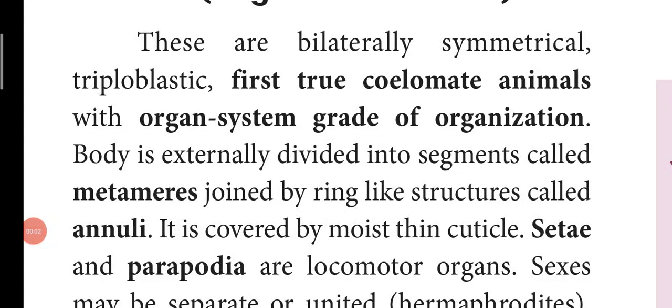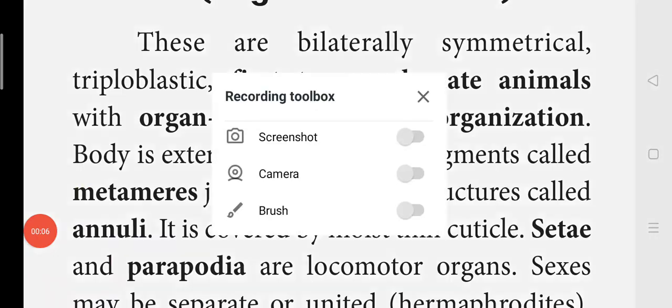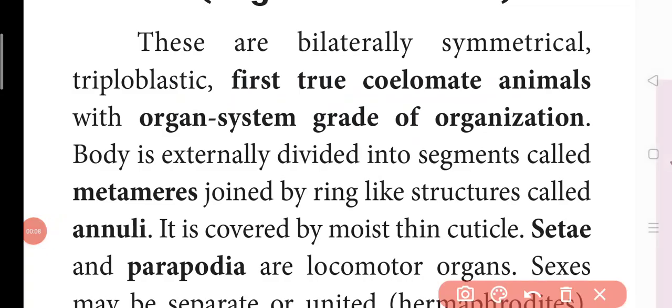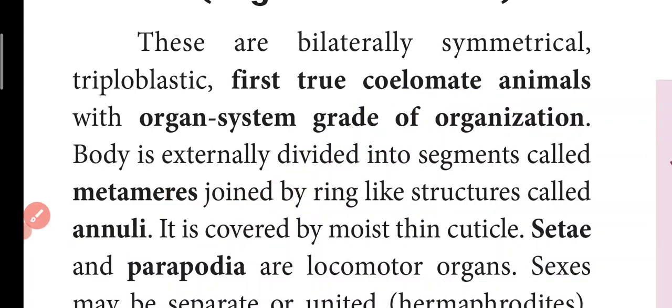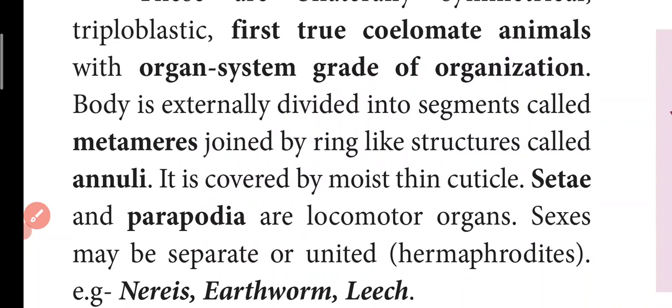Their bodies are segmented. Just now we saw the roundworms are completely like this from start to end, but here they will have lines in between, so that is they are segmented. And that ring-like structure, each segment, if you join 10 rings together, you will get one earthworm. So just imagine, each ring we call an annuli.